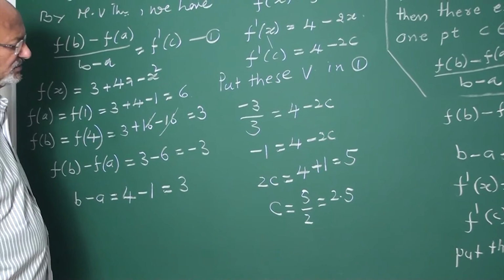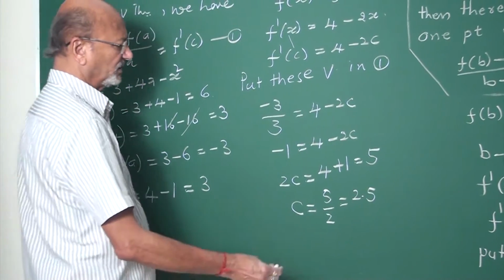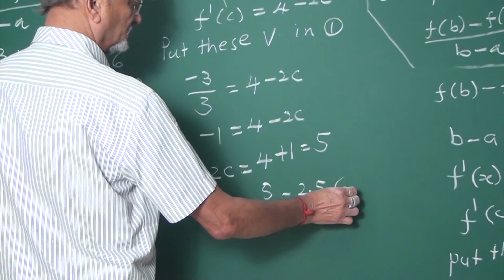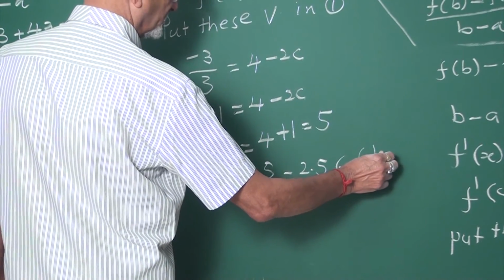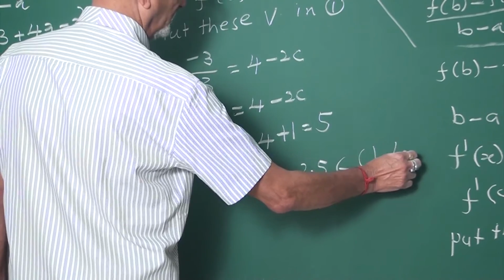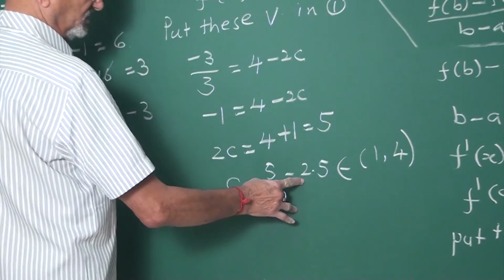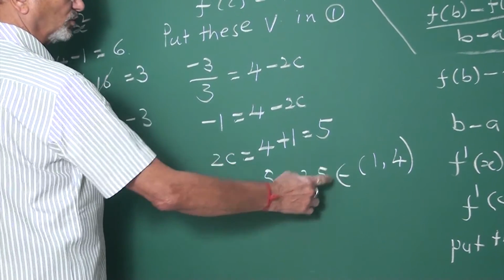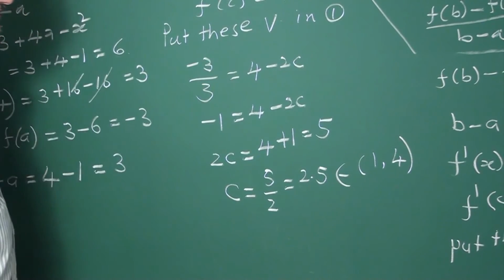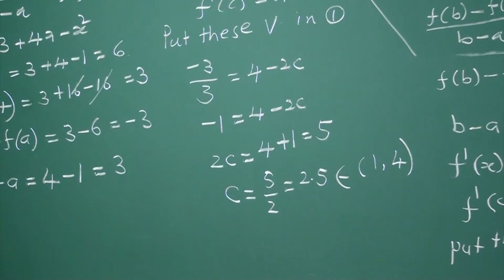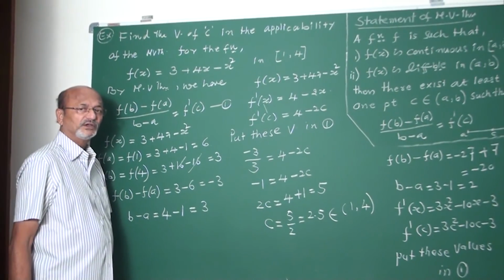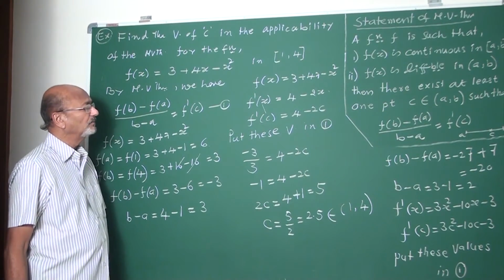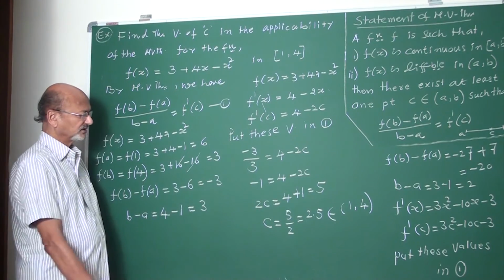Is 2.5 well inside the open interval? Yes, my friends. It is greater than 1 and less than 4. You mean this value of c lies well inside the open interval 1 to 4. This is the value of c by making use of the mean value theorem.